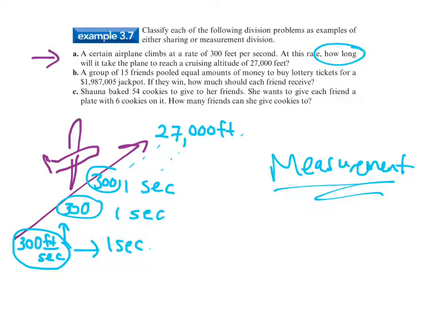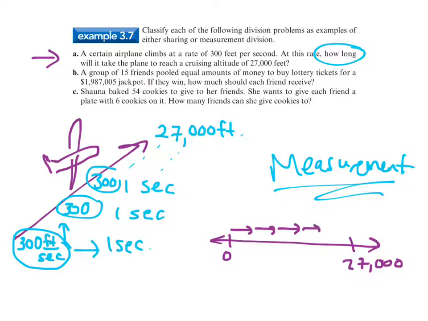Right? If it did help you to think of a number line, you could do it that way as well. Right? We need to reach 27,000, and we're starting at 0, and we need to know how many 300s we can measure out until we get to 27,000.